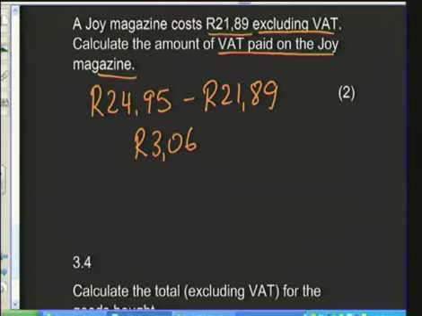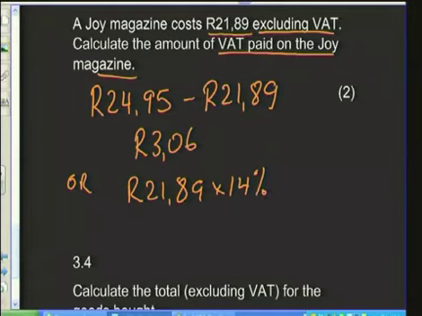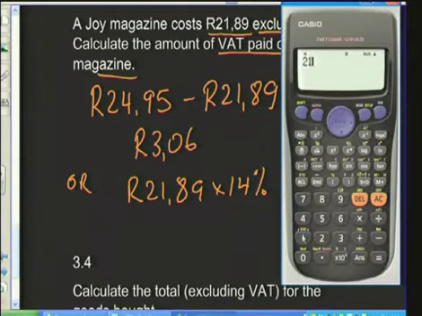Alternatively, we could have taken our $21.89, so I'm going to put this as an OR. Let's take our R21.89 and times by 14%, because we know that VAT is 14%. So let's try that. 21.89 times by 14%, and we get an answer of 3.06. Remember, rounding to 2 decimal places, it's money, so our 46 will disappear, and we get our same answer.